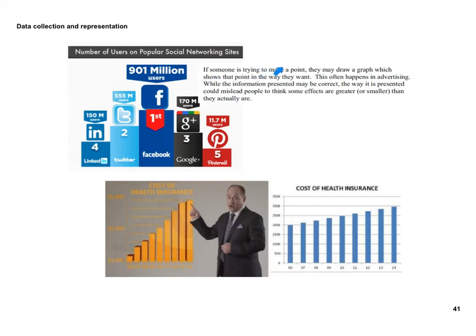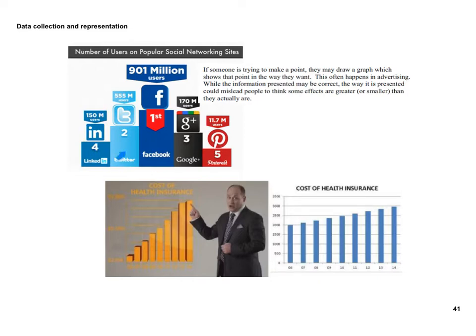If someone is trying to make a point, they may draw a graph which shows that point in the way they want. So it could happen in like a newspaper, for example, or a story making a certain point. This often happens in advertising. While the information presented may be correct, the way it is presented could mislead people to think that some effects are greater or smaller than they actually are. Here's a few pictures here demonstrating that.